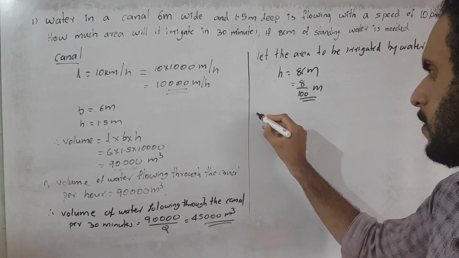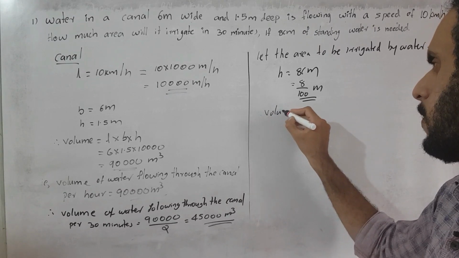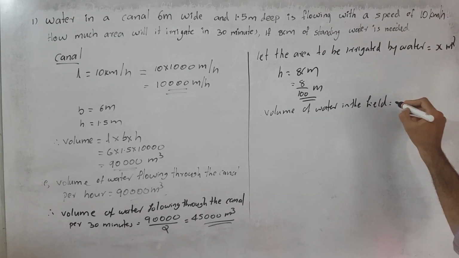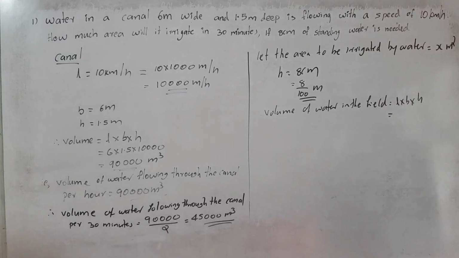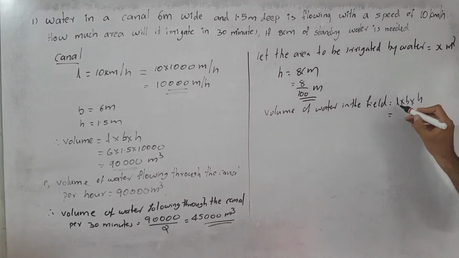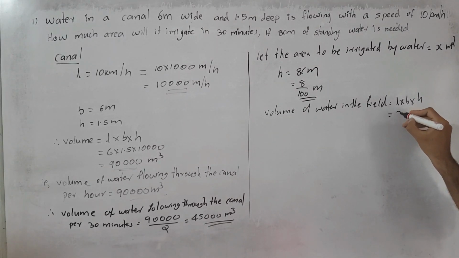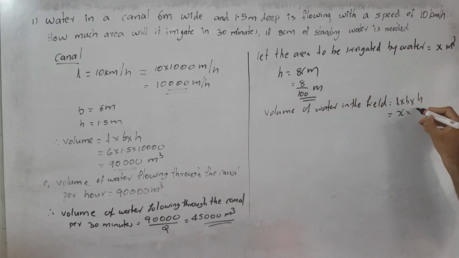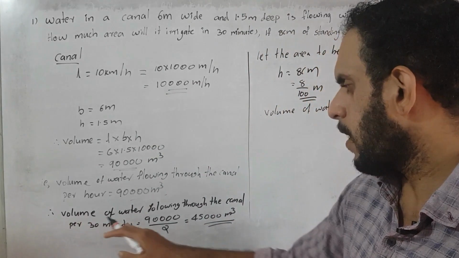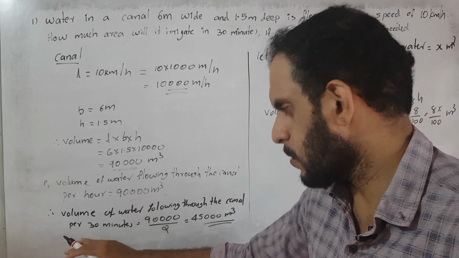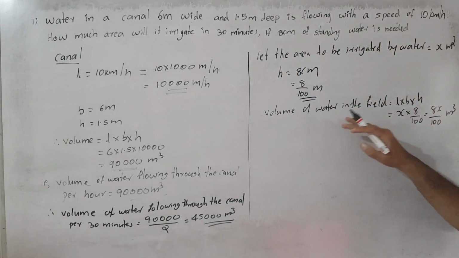Okay, then next, therefore volume of water in the field is equal to, the equation is L into B into H. What actually is L into B? L into B is area. Then area is already given, what is that? X. Then X into H, H is 8 by 100, is equal to 8x by 100 meter cube. Okay, 8x by 100 meter cube. Then we know that the volume of water flowing through the canal per 30 minutes is equal to volume of water in the field.